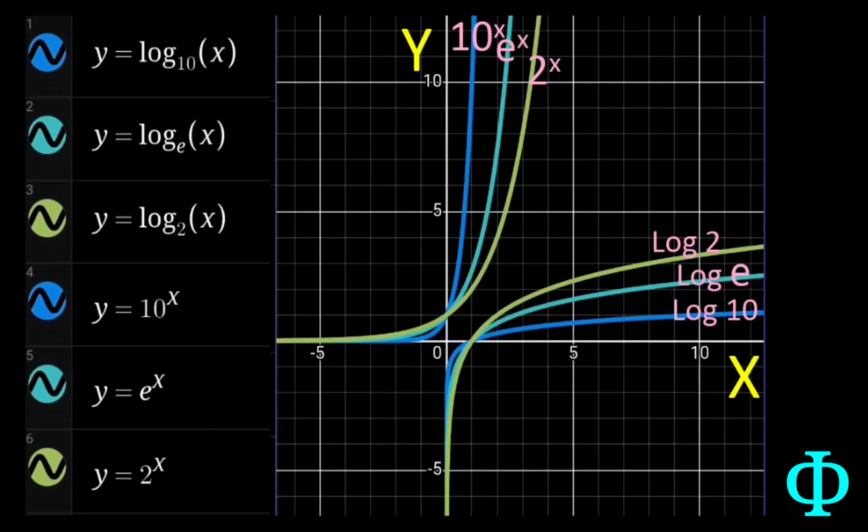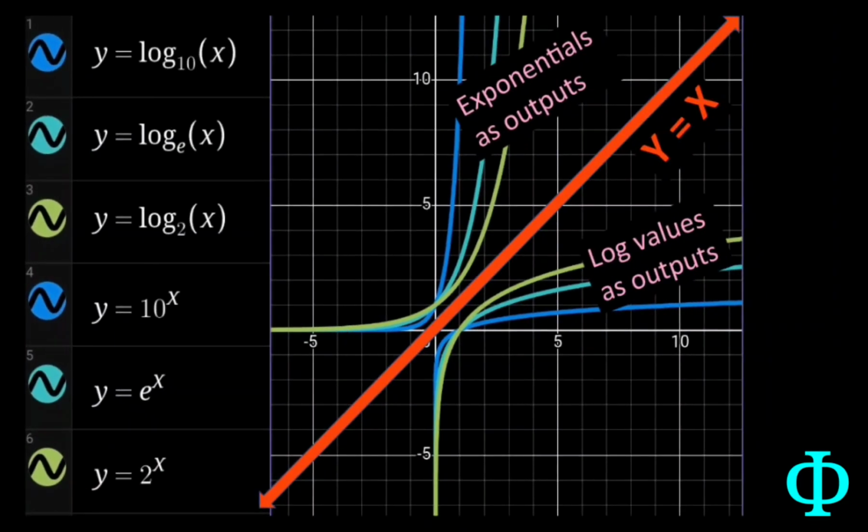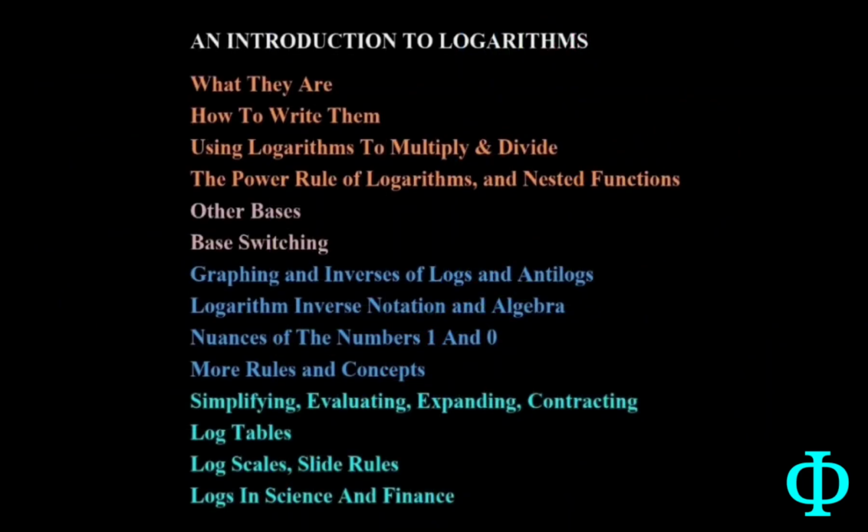Notice the symmetry about a diagonal line that would pass through the origin. In fact, the functional equation for such a line is y equals x. The symmetry of the log and antilog graphs about the y equals x line is the graphical, visible, expression of inverseness. In the next video, I'll discuss some of the finer points of the notation and algebra for inverses, especially with reference to using xy notation.